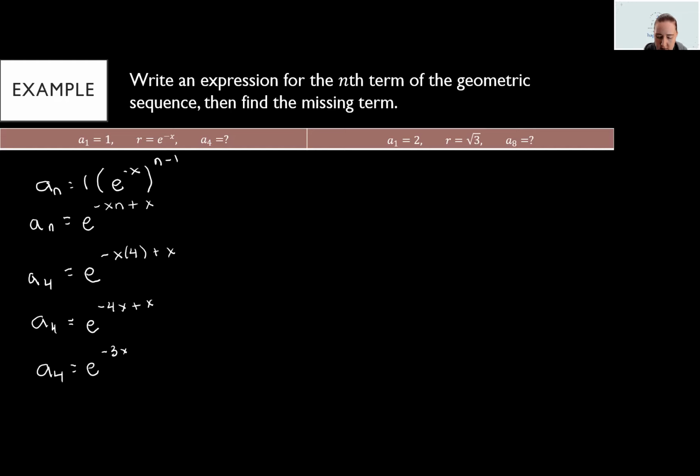And then on the right, I've got a1, which is 2. r here is the square root of 3. And then it's n minus 1 as our exponent. So we're asked to find the 8th term. So a8 is 2 times the square root of 3 to the 8 minus 1, or 2 times the square root of 3 to the 7th.